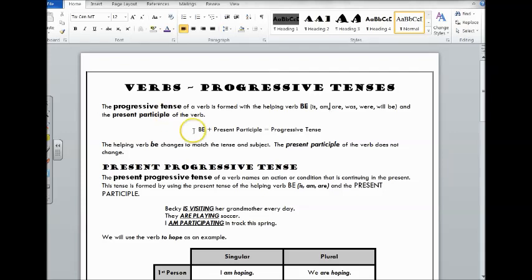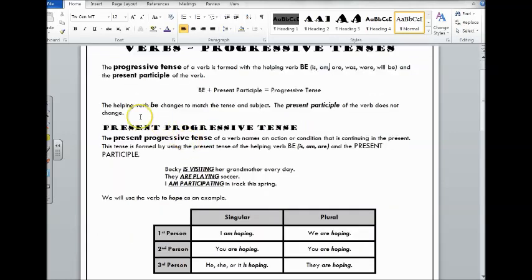When we put them together, we get the progressive tense. So be plus the present participle equals progressive tense. So to make present progressive, we would use present tense of be. To make past progressive, we'll use the past tense of be. And for future progressive, we'll use the future tense of be. In every case, using the present participle of the main verb. So this is a generic formula for any progressive tense.